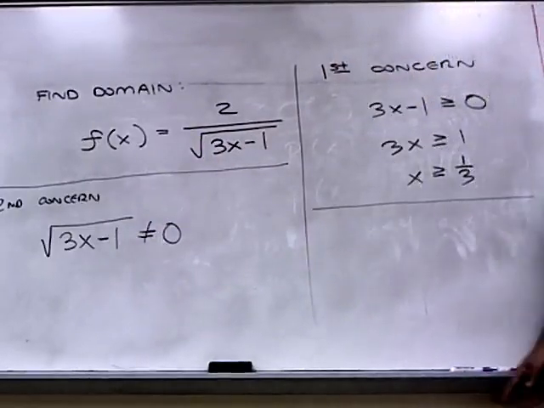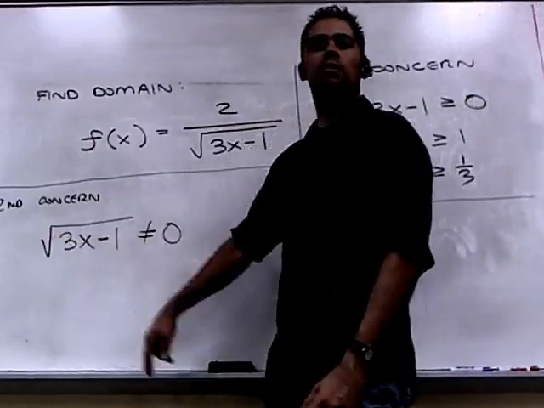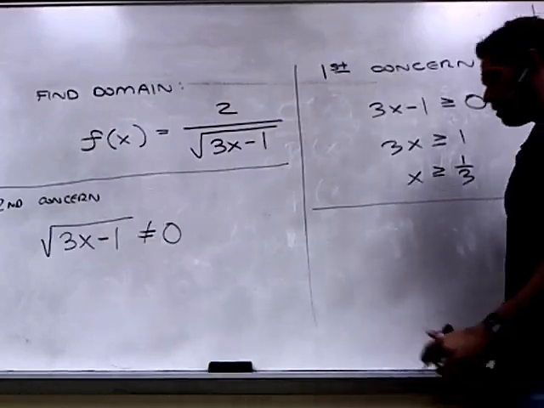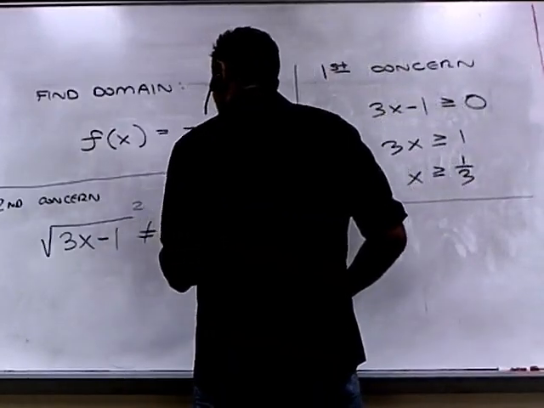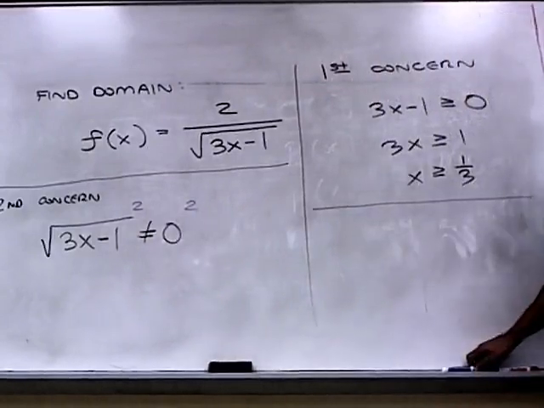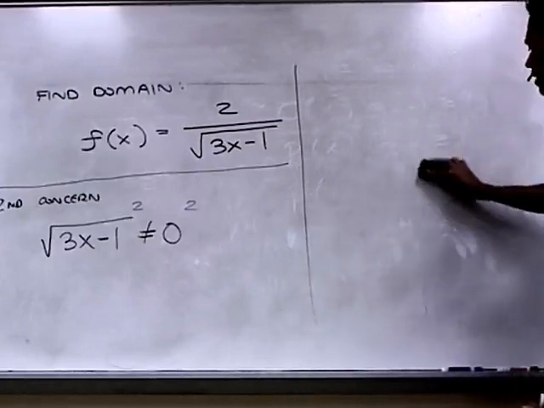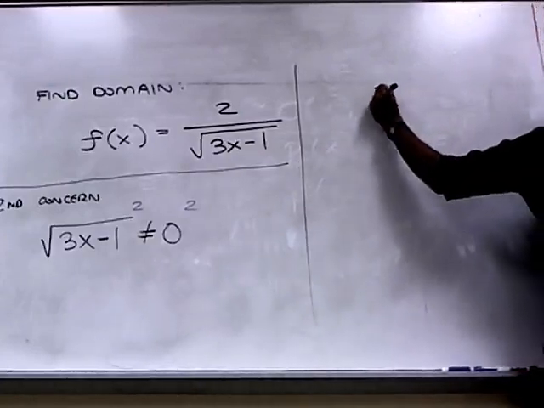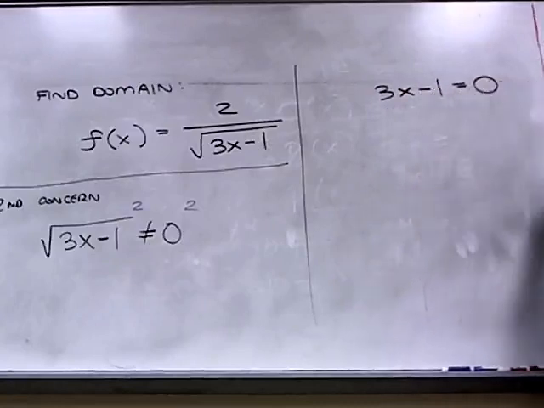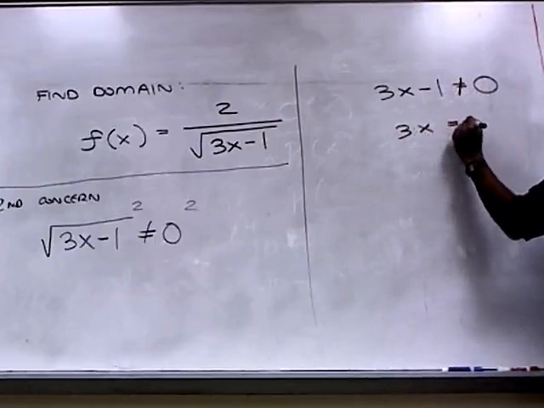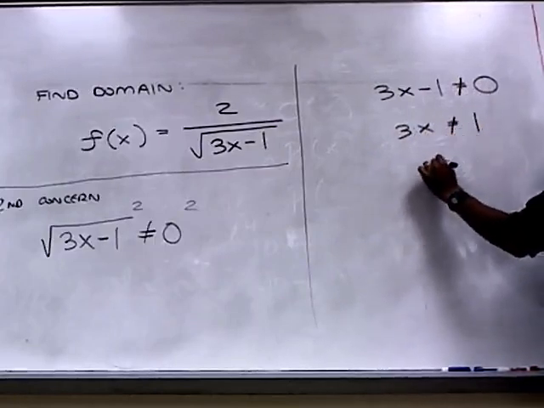If I'm trying to figure out what x is here, how can I get rid of a square root? Square both sides, right? Square both sides of the equation. If I square the left side and I square the right side, what happens? Left side becomes 3x minus 1. The right side, what's 0 squared? 0, so I still have this. Now this is just a linear equation, not an inequality, an equation. And now just move things around. Oh, I forgot to put the not equal. So move the 1 to the other side, and divide through by 3.